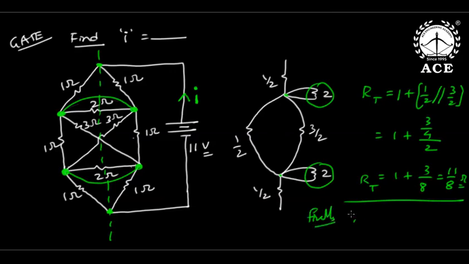Finally, this I is 11 by R total, that is 11 by 11 by 8. It is 8 amperes. Wonderful question. It is 8 amperes. See, the tricks help you do it in 1 minute. So take your time to learn these fantastic questions.